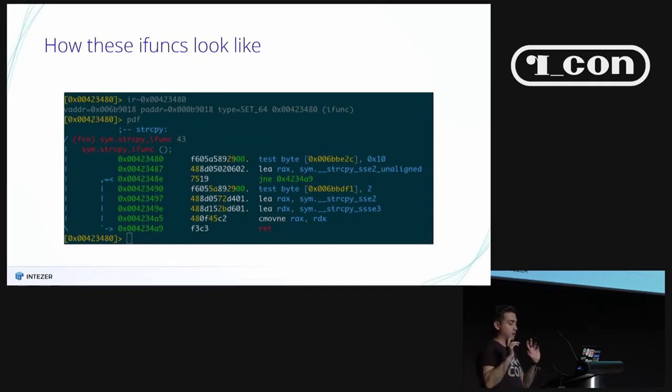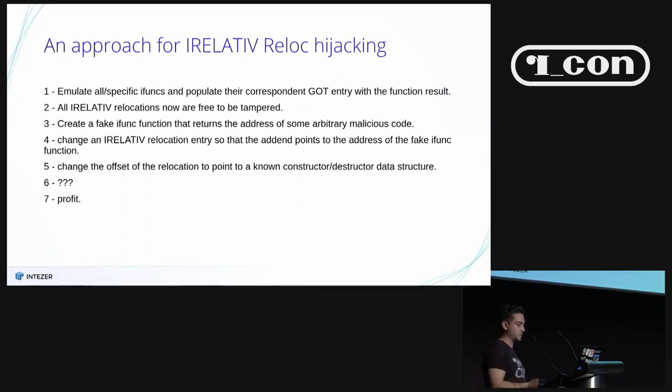Looking at this code, I thought these relocations don't necessarily need to be applied in memory, they can be applied on disk. So there is an approach: we can emulate all these functions and populate the global offset table entries that should be initialized. When that happens, we have all of the relocations in the relocation table free to tamper with. In the proof of concept that I'm going to show, I just changed one, but you can literally encapsulate a payload that gets loaded, where each relocation writes to the next place in memory, and you can load a payload that way, which is pretty cool.